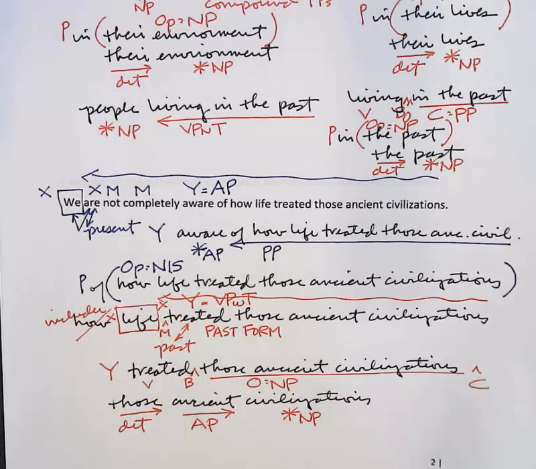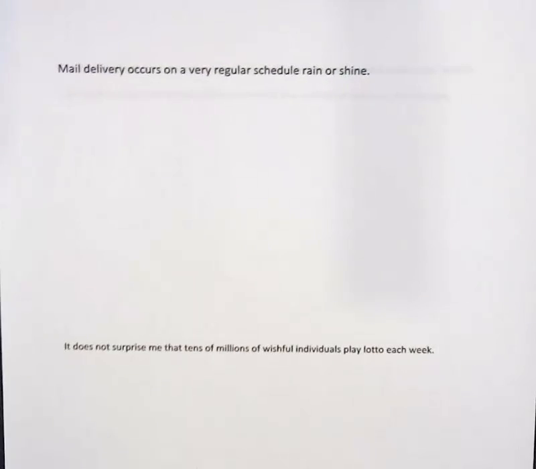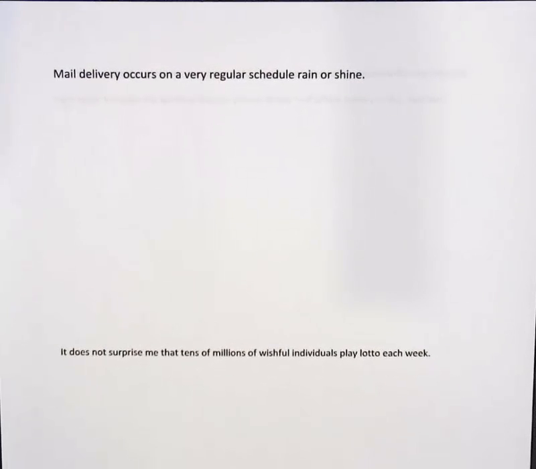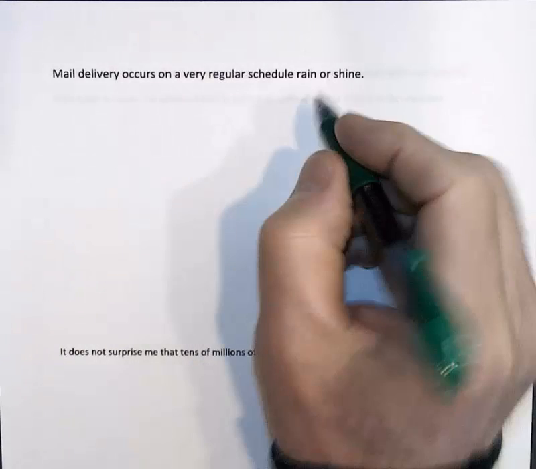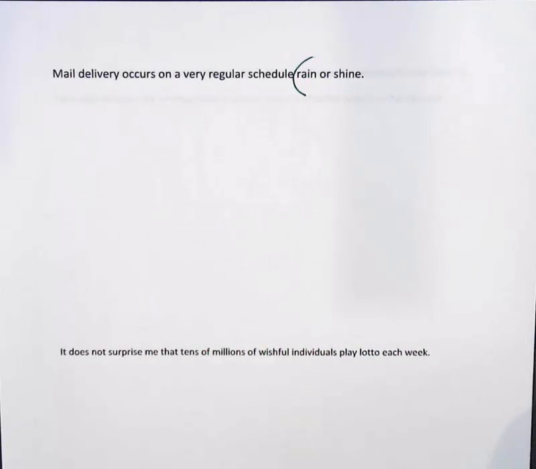Let's continue. Please stop the video, take a look at the next sentence, and when you're ready, come back and we'll analyze it together. Mail delivery occurs on a very regular schedule, rain or shine. I'm going to call rain or shine my shifter. Rain or shine, mail delivery occurs on a very regular schedule.